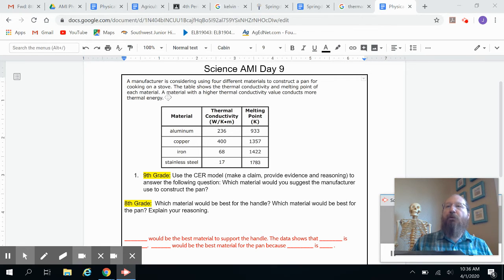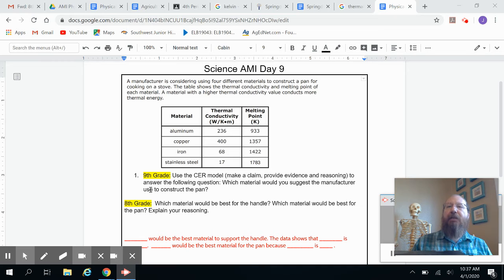So the most important part of this paragraph here is this last sentence. A material with a higher thermal conductivity value conducts more thermal energy. So to conduct means to allow that thermal energy or that heat to travel from one place to another. So let's look at our 2 questions.